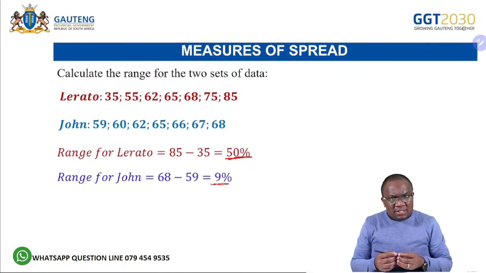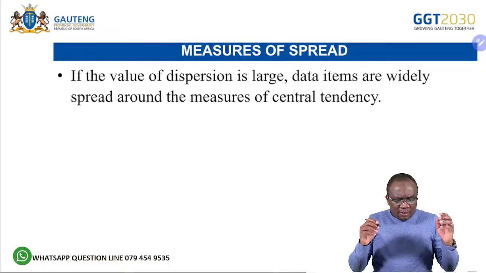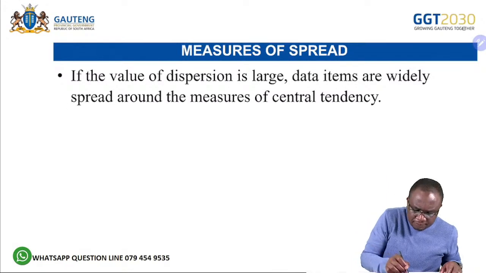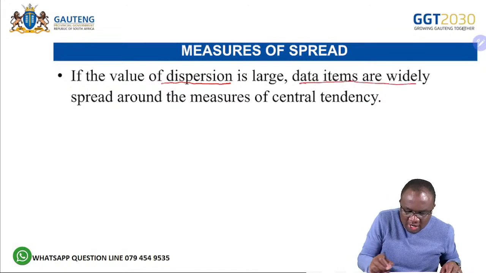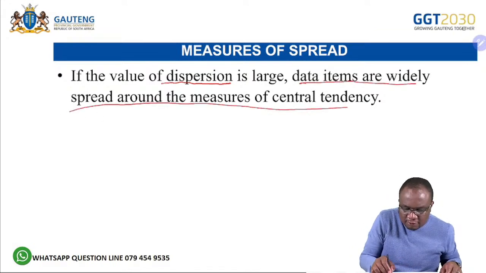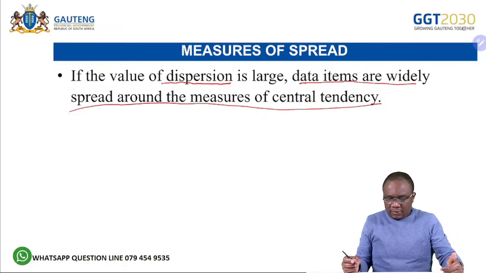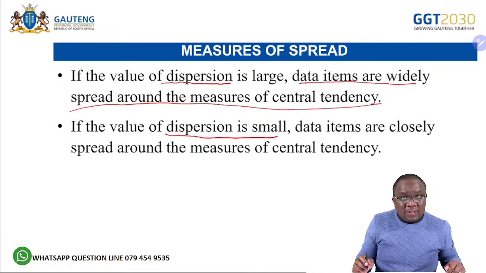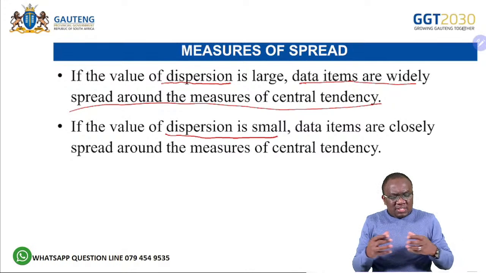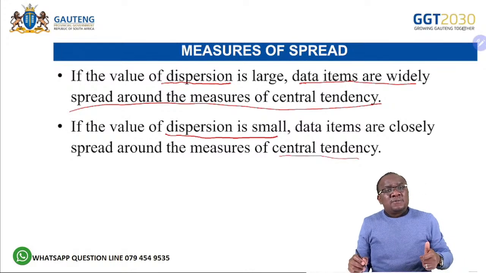So what is the meaning of this? If the value of dispersion, which is the measure of spread, is large, data items are widely spread out around the measures of central tendency, just like Lerato's marks. If the value of dispersion is small, data items are closely spread around the measure of central tendency, just like the Jones marks. You see that?